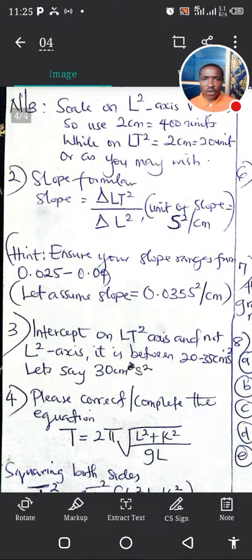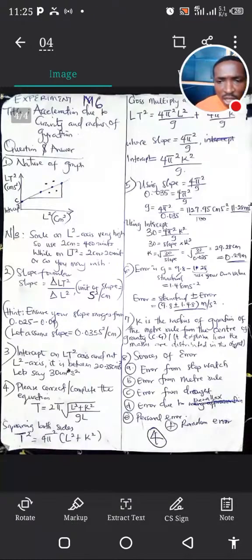That's under question 4, where we are asked to linearize the equation. If you square both sides, this is what you're going to get: T square equals 4 pi square into L square plus K square, all over G.